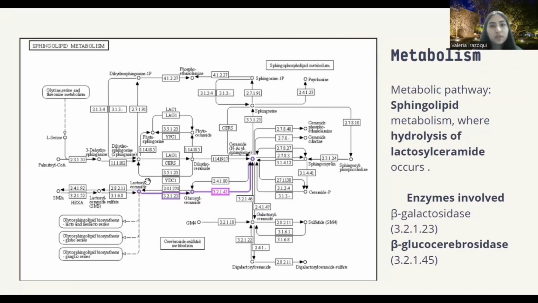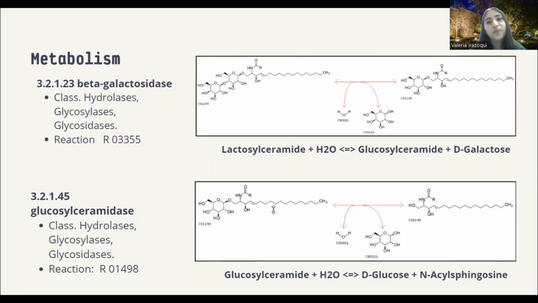Now this image shows the metabolic pathway involved, sphingolipid metabolism, where hydrolysis of lactosylceramide occurs, and the enzymes involved are beta-galactosidase and beta-glucocerebrosidase. These are the reactions that involve the previously mentioned enzymes, and as you can see, the product of one is the reagent of another, and here the sphingolipid breaks down by the glucocerebrosidase.